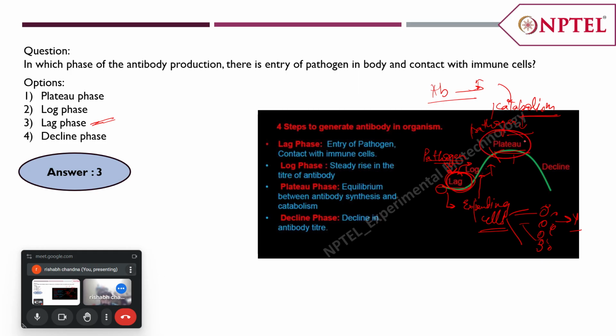Now, when the pathogen is fully removed from the body, there is a decline phase that leads to a decrease in the antibody concentration inside the body. So this marks the production of antibody and how it happens inside our body. Does anybody have any doubt in this particular question?